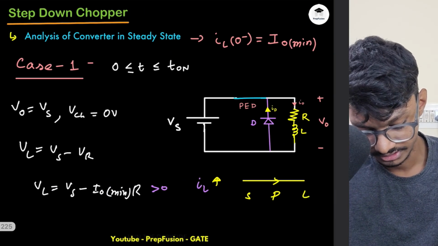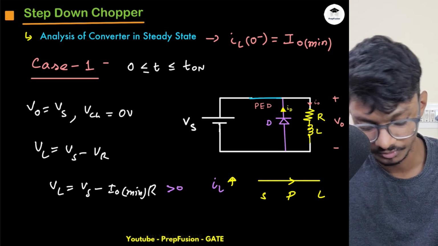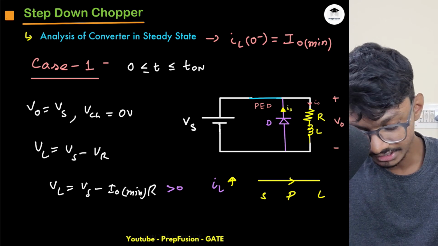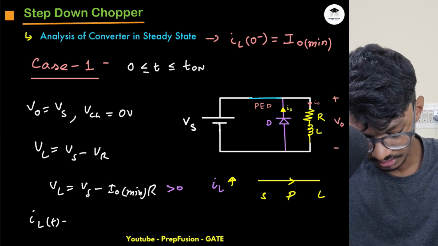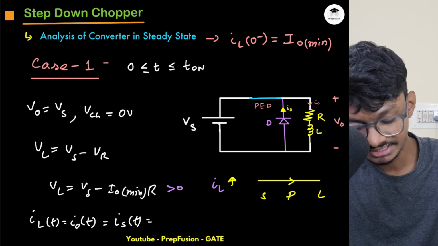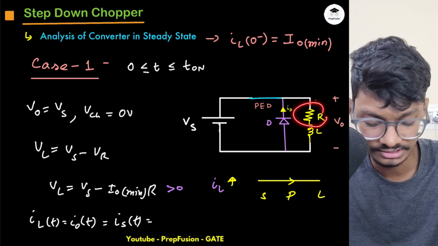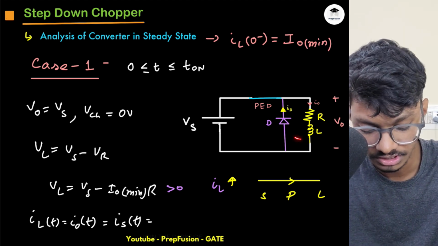And what else is there? Here I didn't write the current expression, so I will write it. What will be the current expression? That is IL of t equals IO of t equals IS of t equals, so at steady state, what it tries to do, it again does the same only, VS by R. It wants to go to VS by R, because this will be short circuited.